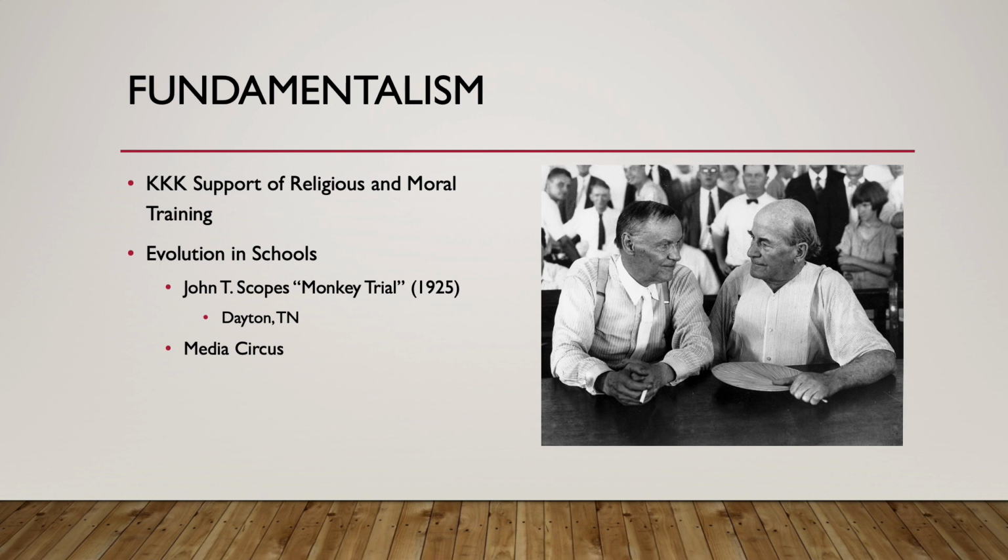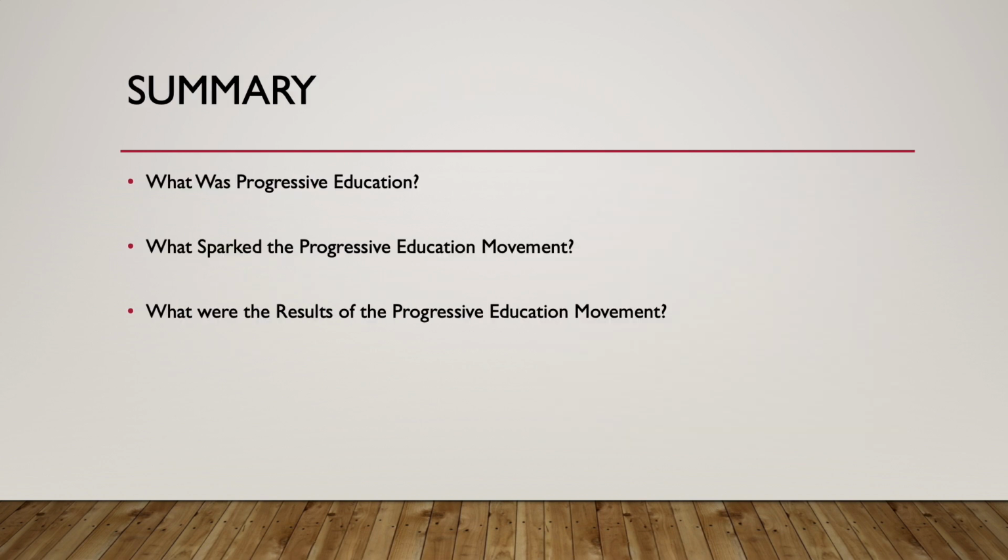So, if we sum up what progressive education was, we can say that it was a grassroots and professional effort from many sides to adapt public schooling to the changing society of the late 1800s and early 1900s, affected by industrialism, immigration, the Spanish-American War, and World War I. All of these things were changing and affecting society. How do schools adapt? That's what progressive education was trying to address.